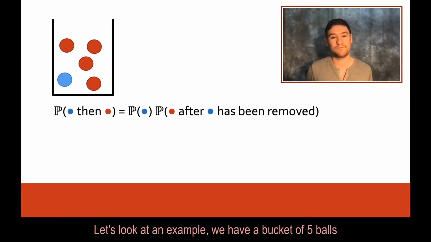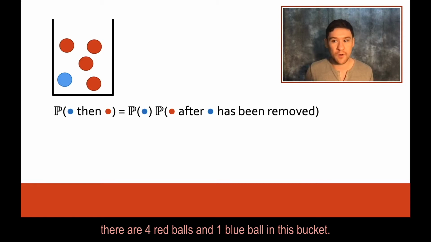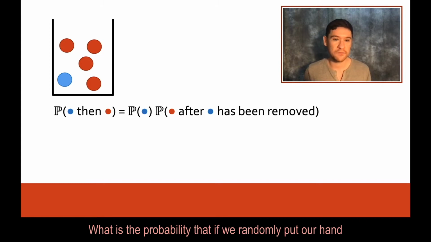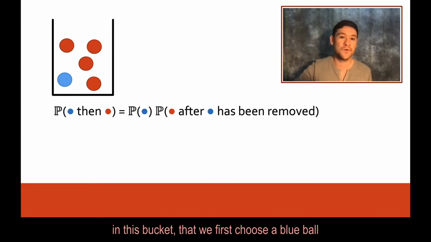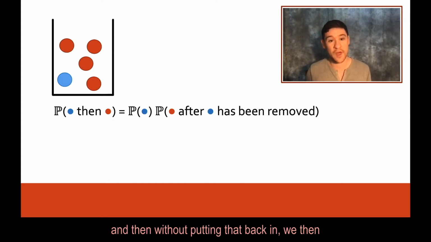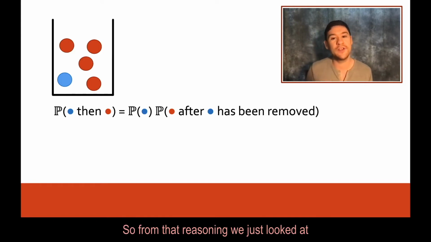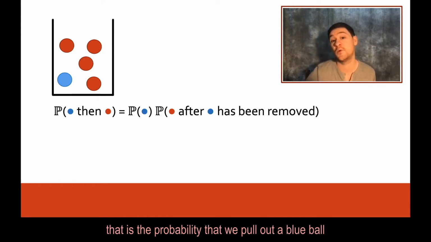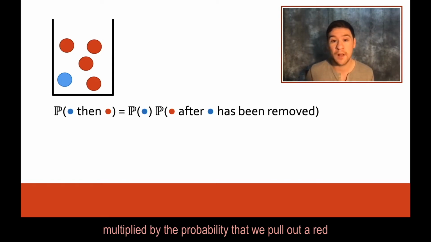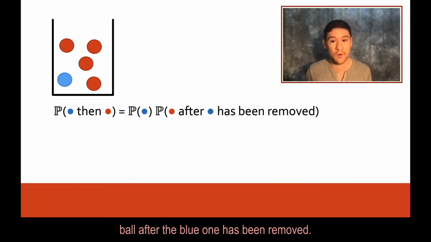Let's look at an example. We have a bucket of 5 balls. There are 4 red balls and 1 blue ball in this bucket. What is the probability that if we randomly put our hand in this bucket, we first choose a blue ball and then, without putting that back in, we then choose a red ball? From that reasoning we just looked at, that is the probability that we pull out a blue ball multiplied by the probability that we pull out a red ball after the blue one has been removed.